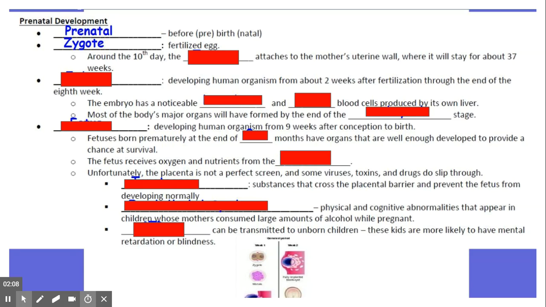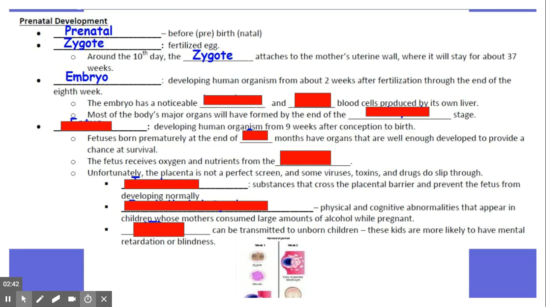When we talk about the fertilized egg itself, it is sometimes known as a zygote. Around the 10th day, the zygote will attach to the mother's uterine wall and will stay there for roughly 37, if not maybe 38 weeks. Typically, normal gestation in a human female is roughly 40 weeks. When we take those 10 days off, we get around 38, maybe 39 weeks, somewhere in that ballpark.